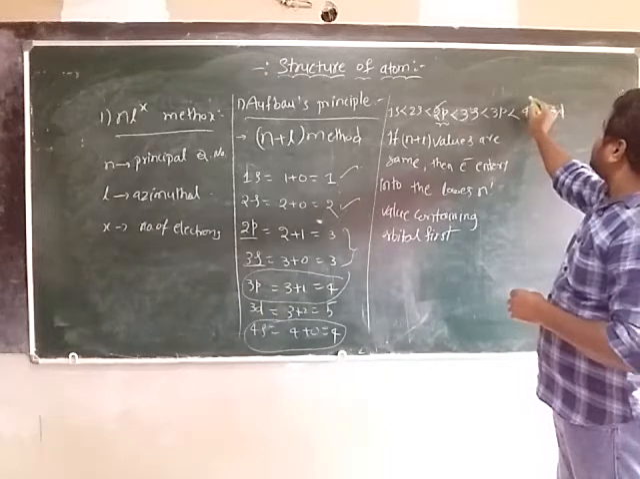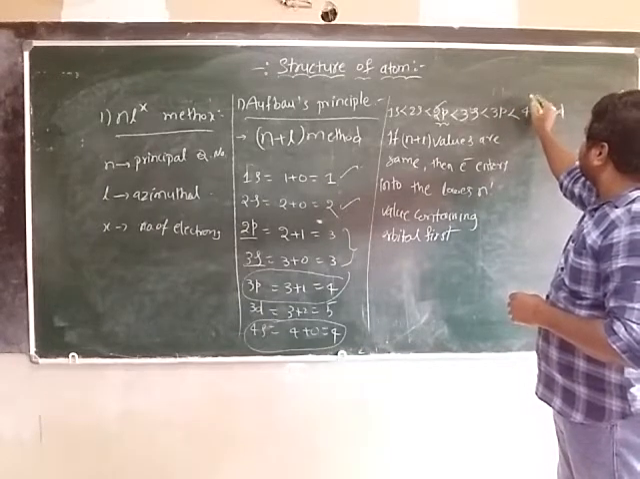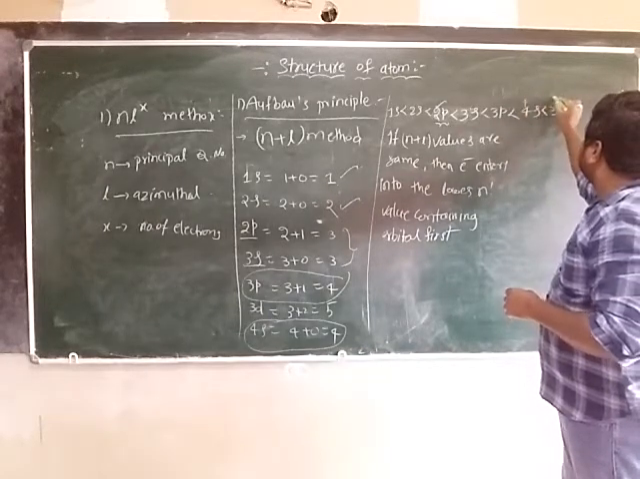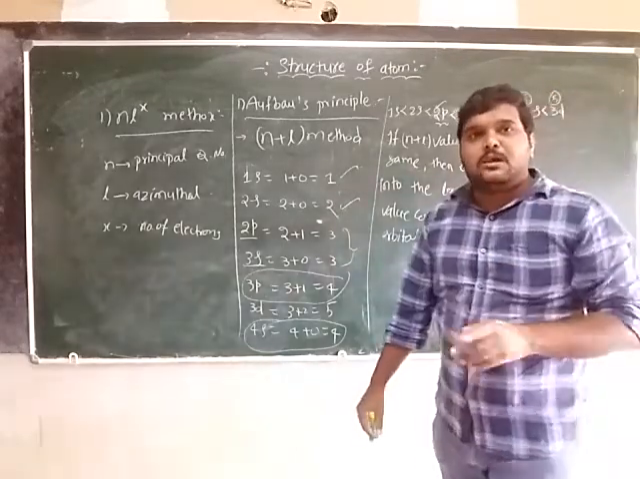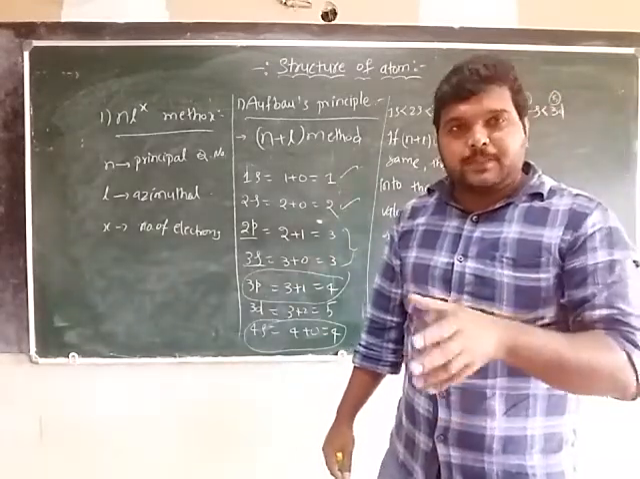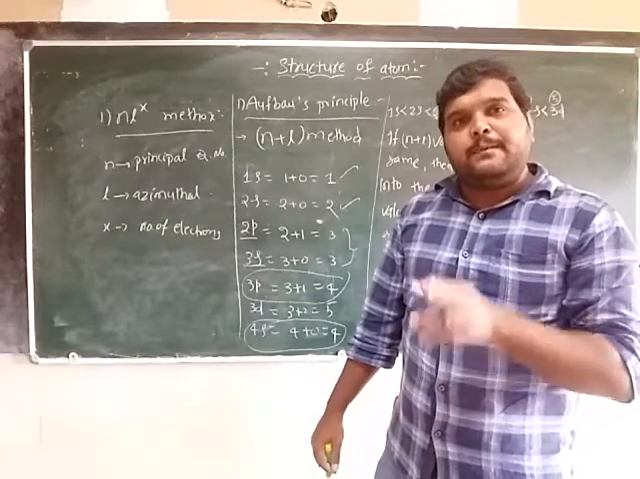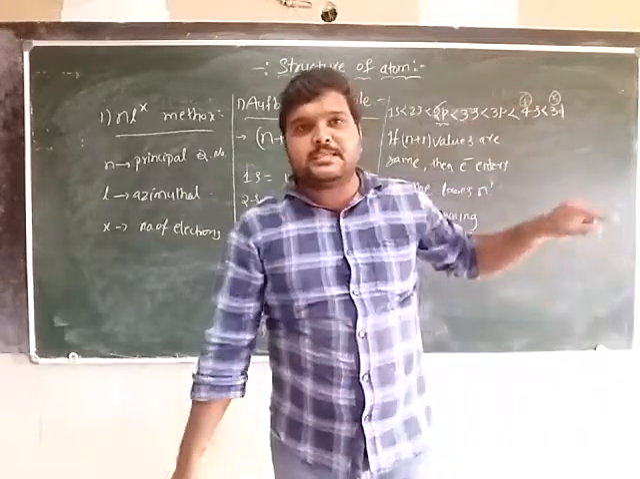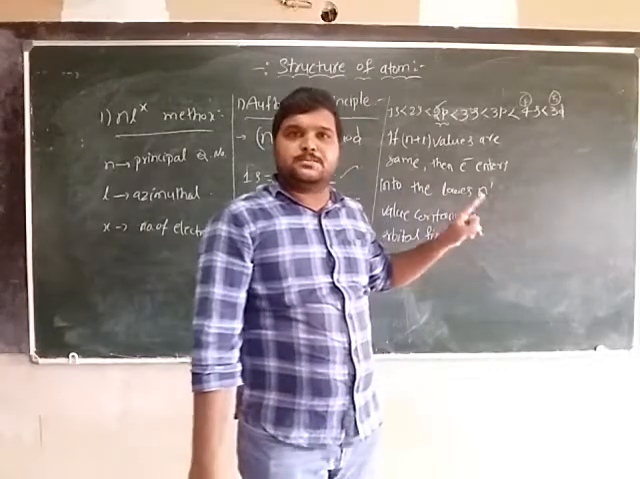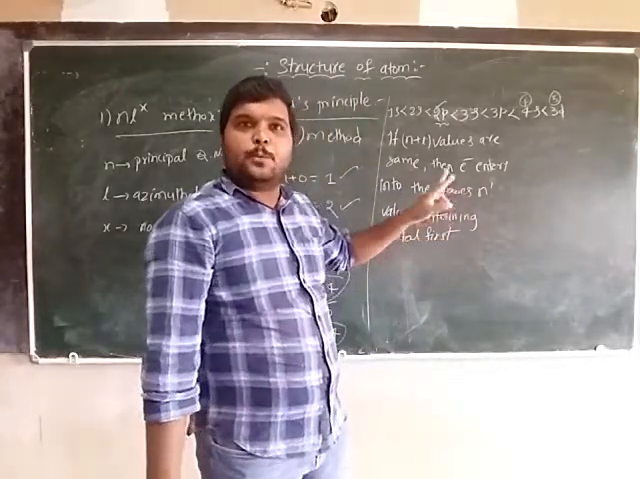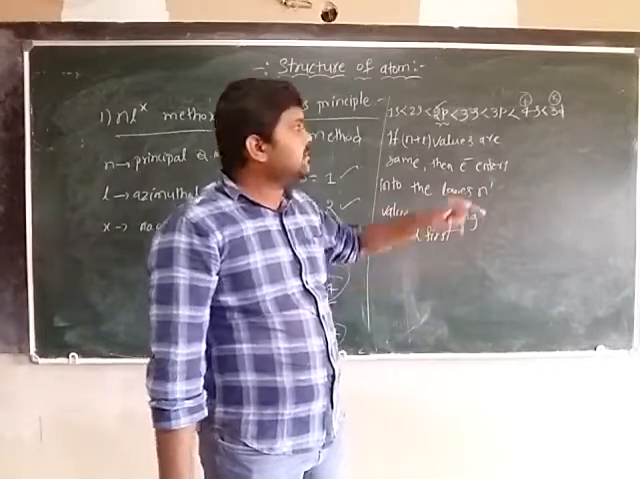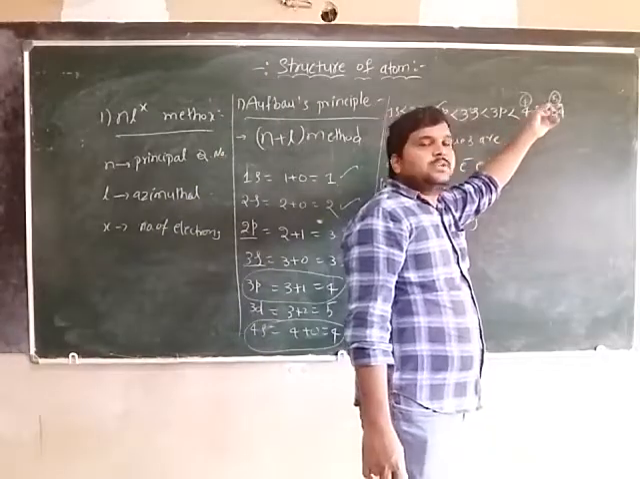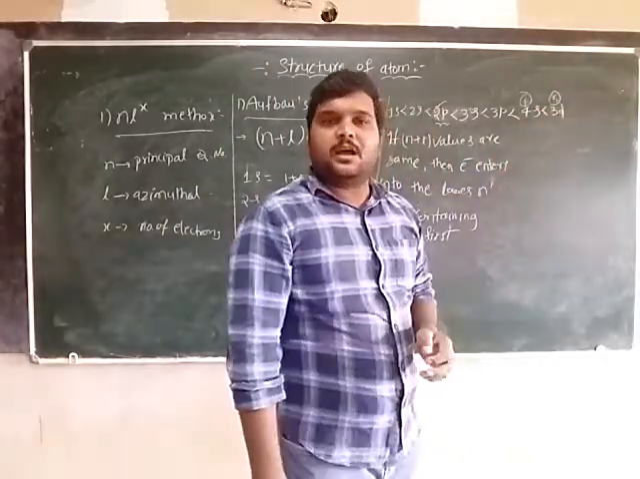Here 4s, s is 0, so that is a 4. This is a 5. Yes or no? Even though that is the orbital present in the third orbit, if you observe the n plus l values, 3 plus 2 is more. That is 5. 4 plus 0 is 4. So that is less. So that's why the electron enters into the 4s first, then enters into the 3d. All of you clear? I think so.